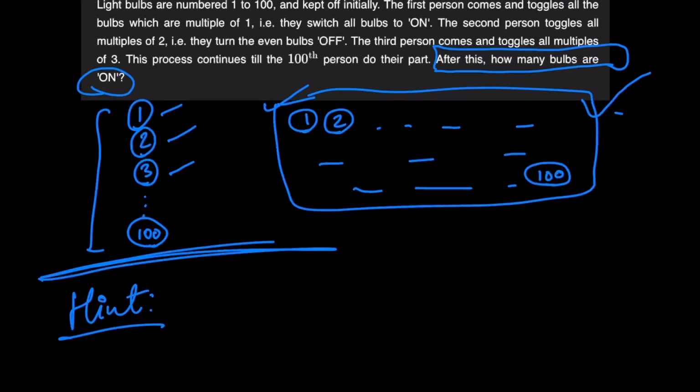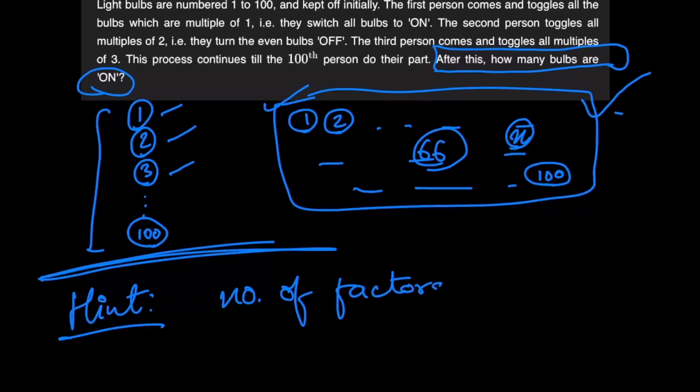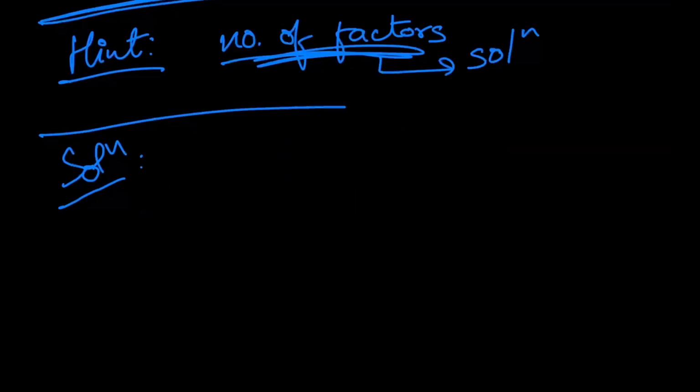So the hint I'd like to give you guys for this problem is to try to think about, for a particular number, say at random 66, or any number x for that matter between 1 and 100, the number of factors that particular number has. So coming to the proper solution now.